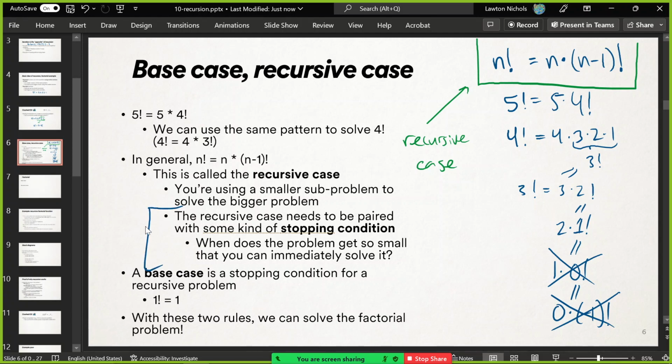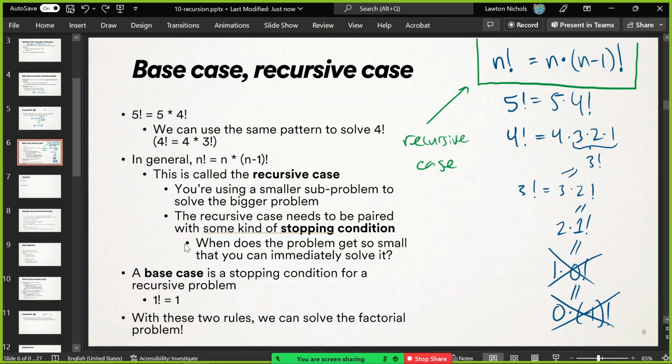So there's always a question of when do we stop? Our recursive case keeps solving a smaller and smaller and smaller subproblem. Eventually, we get to a small enough problem where continuing this method will either break down or there's no need.